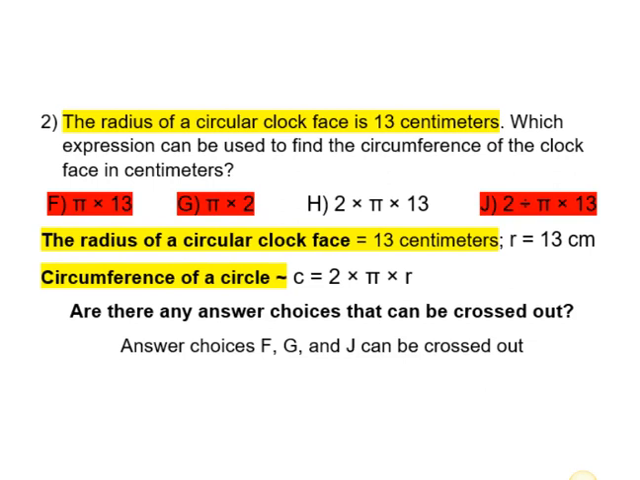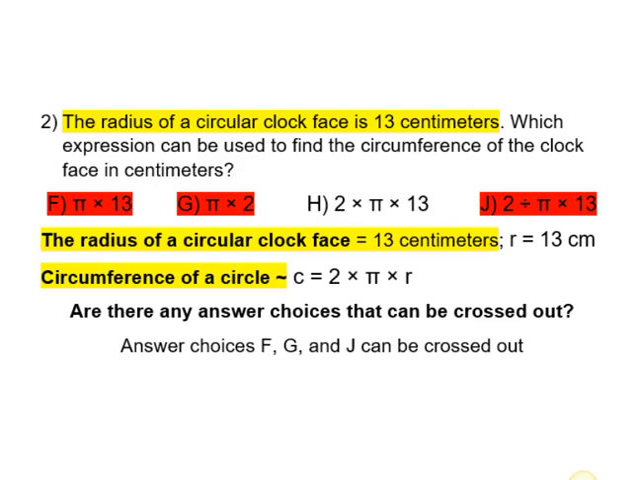If you said that we could cross out answer choices F, G, and J, you are correct. So let's take a look. Number one, answer choices F and G do not have a 2. For our formula for the circumference, we know it's 2 times pi times R. Since F doesn't have 2 times pi, we can cross that one out. There is a 2 in G, however, it doesn't have the value of our radius, which is 13. Since it does not, we can cross both of those out.